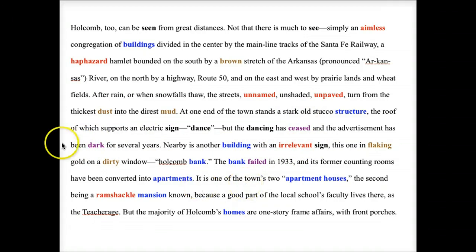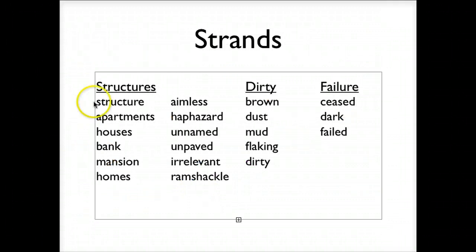And just like I did with the repetitions, I'm now going to write down my strands. Notice that it's a longer list than the other one I had. Now you don't have to actually identify names for these strands while you're going through, but when you write them down, once you've written down the list of words that go together, you want to come up with some title. But I got structures, dirty, and failure. Those were pretty easy. But these words, they all have something in common, but I'm not exactly sure at first what that is. For the purposes here, I'm going to name that lack of structure.